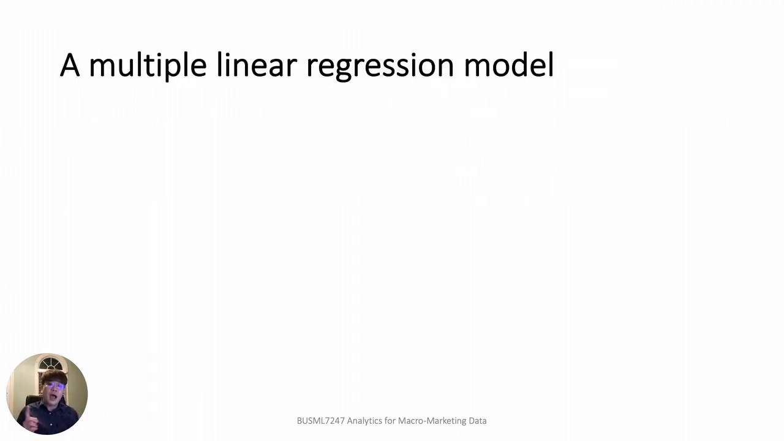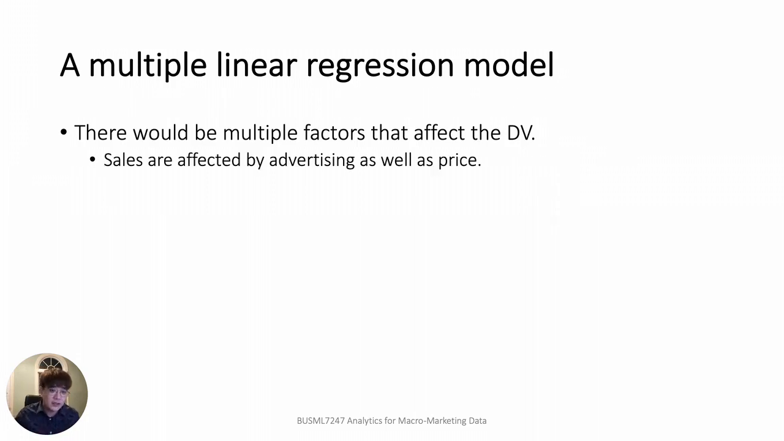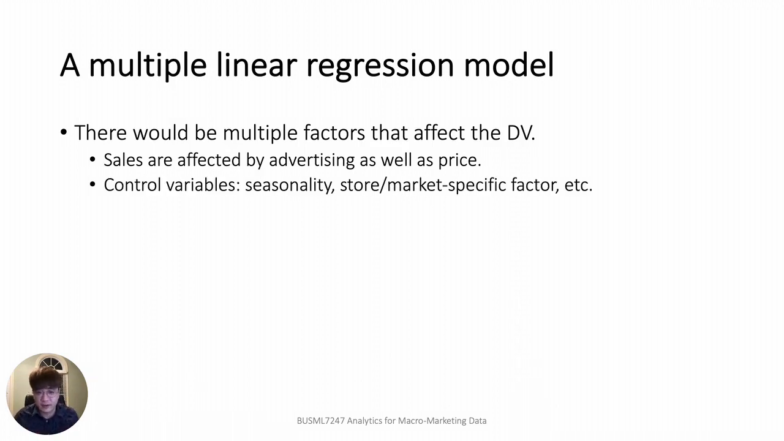So far, I have reviewed regression models with only one independent variable. However, there would be more factors that affect the dependent variable at the same time. For example, sales are affected by advertising as well as price, and various control variables should be considered as well, and some effects could be lasting and carried over.